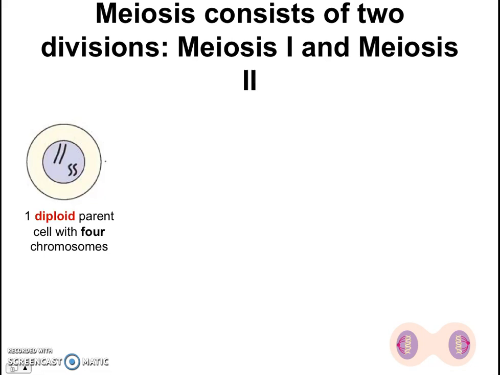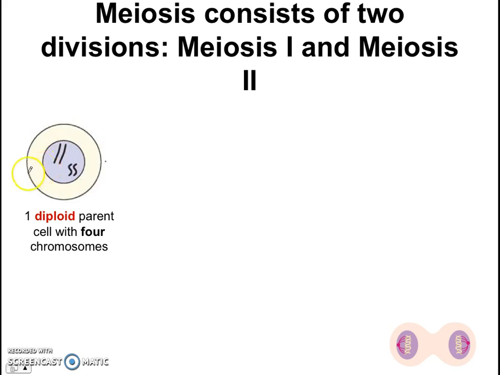So in this slide, I'm going to show you a big picture of what happens in meiosis. Basically, meiosis is made up of 2 divisions. You can divide meiosis into 2 big stages. There's meiosis I, which is the first division, and then this is followed by meiosis II. So let's take a look at our cartoon cell here for an example of what happens during meiosis.